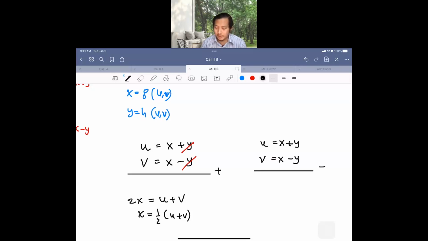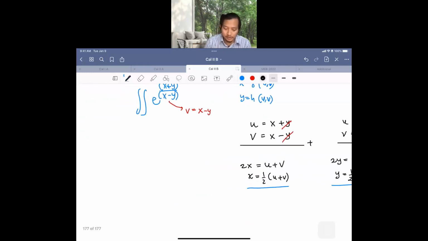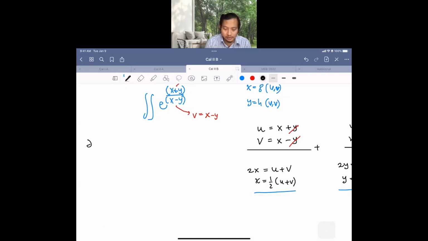And we take subtractions. So 2y is u minus v, right? Or y is half of u minus v. Now, since we have these relations, we can do the Jacobian transformation. So we could write here Jacobian xy and Jacobian uv.